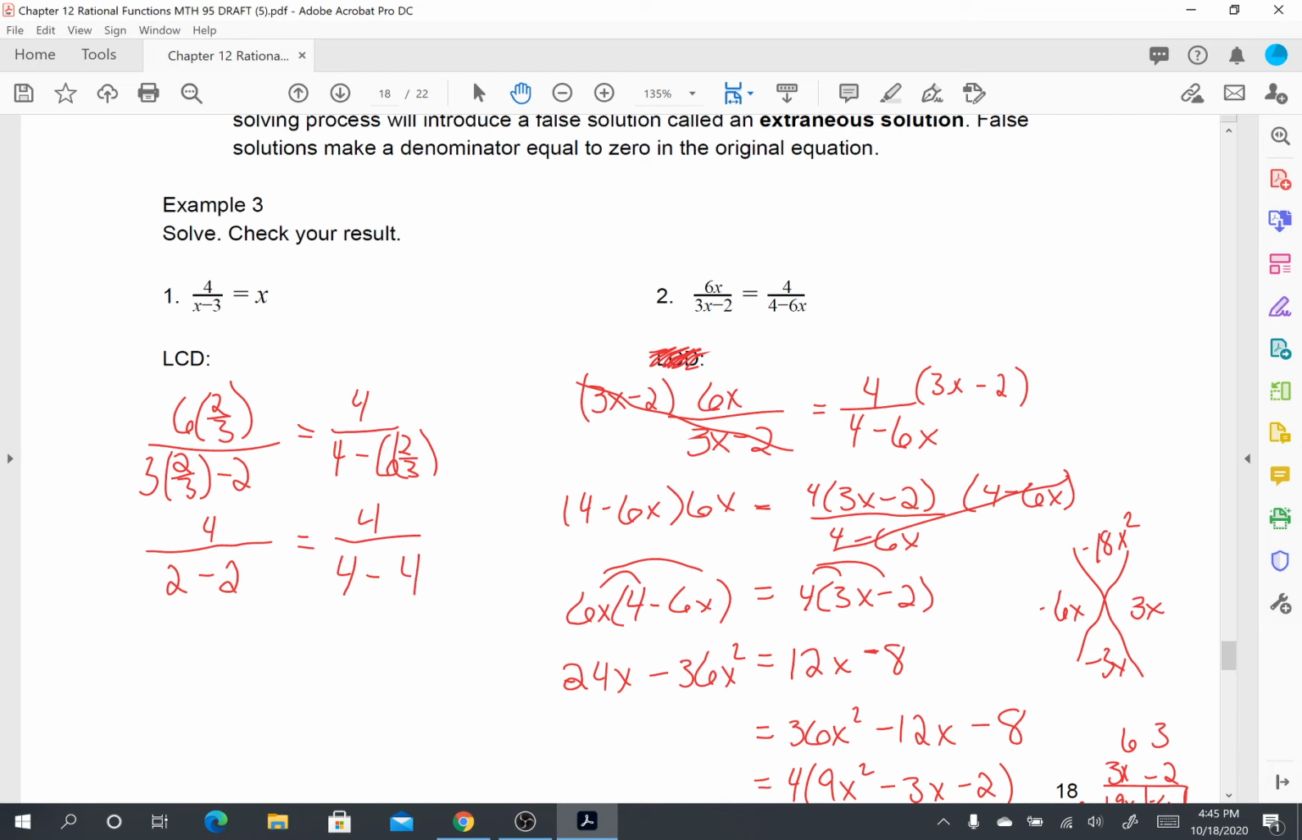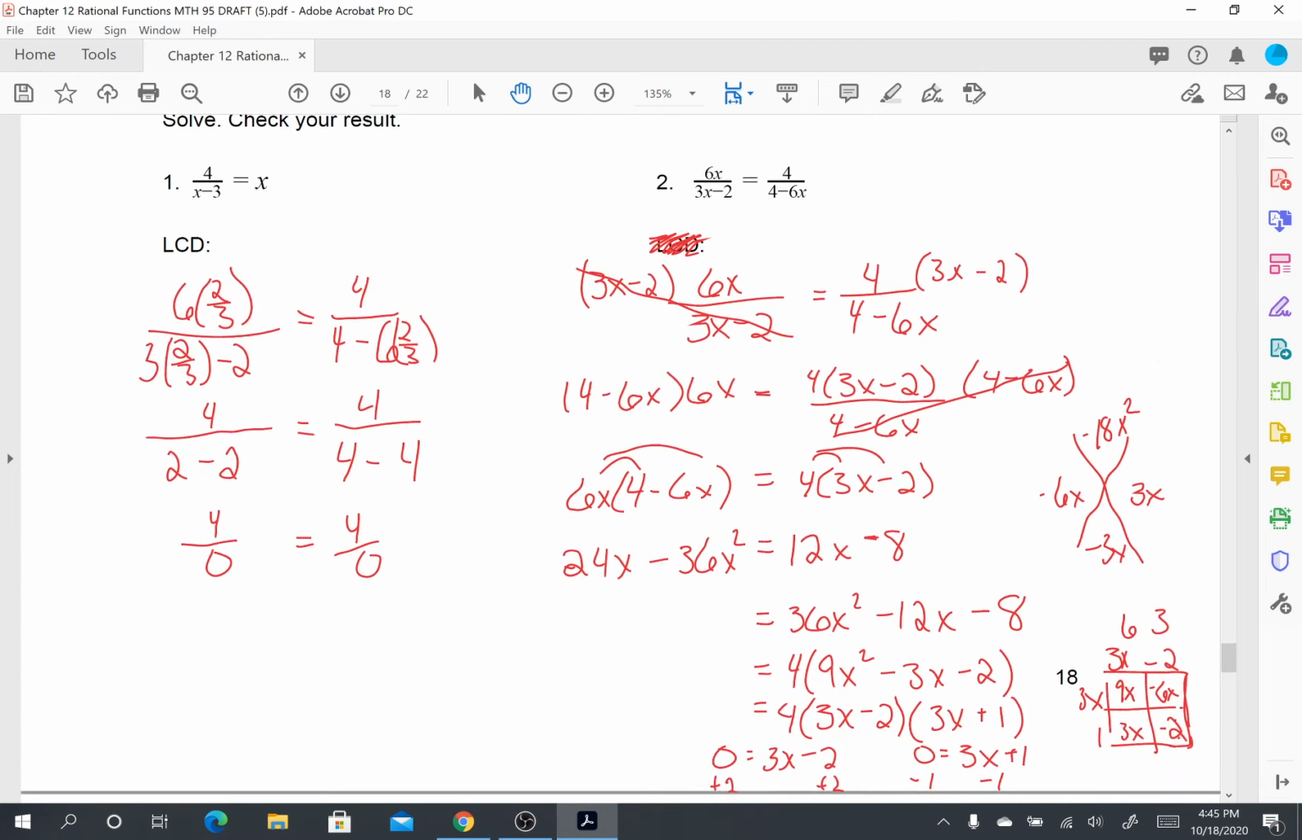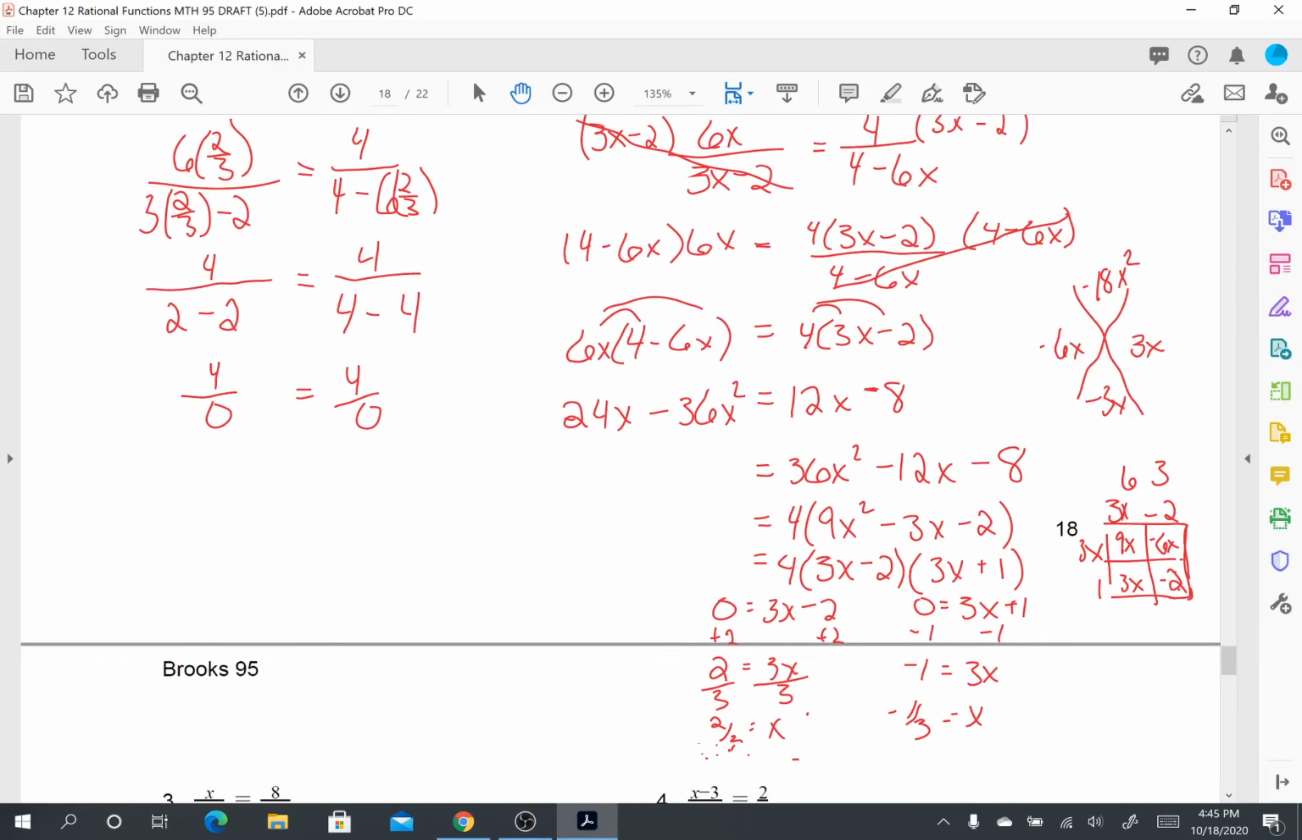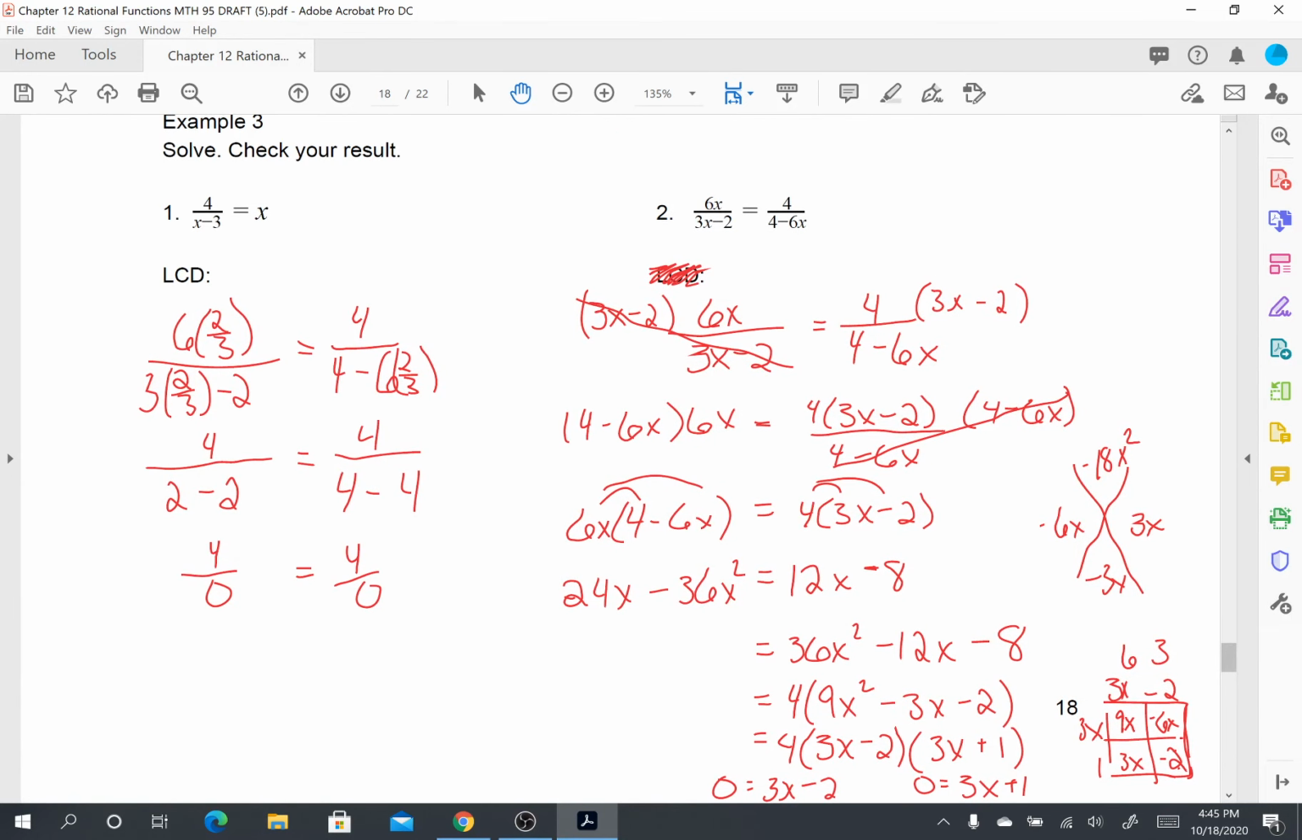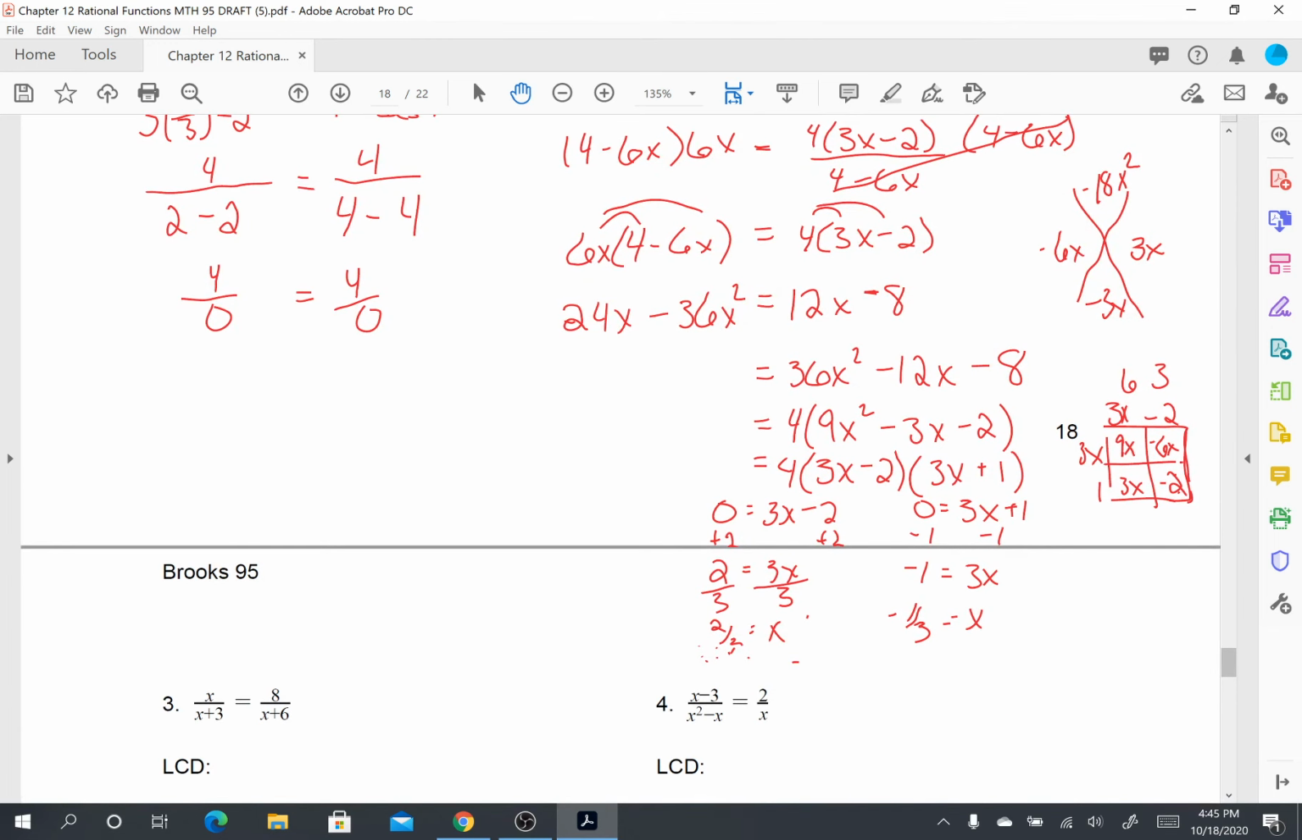Yeah, hopefully you're seeing the problem. This one's 4 over 0 equals 4 over 0. So the other solution we found was extraneous. So had we done the method that I typically do, we would have found an extraneous solution. So the other method was fine. It found that x equals negative 1/3, and it never found this one, and that one wasn't an answer, and that's why it's important to check.